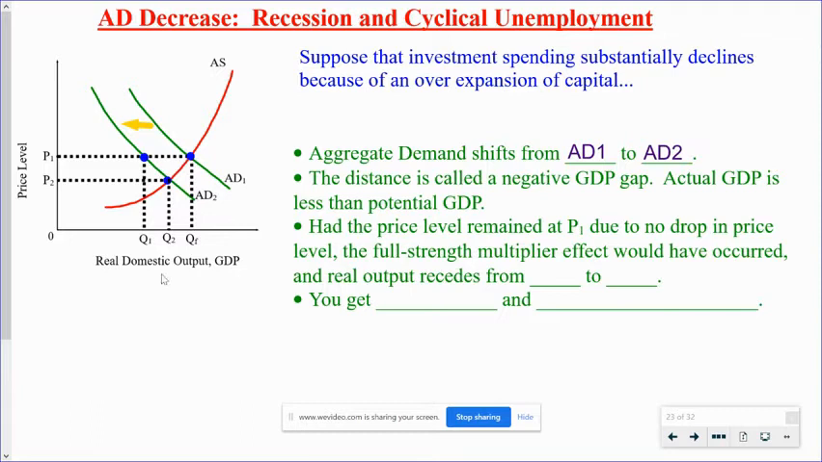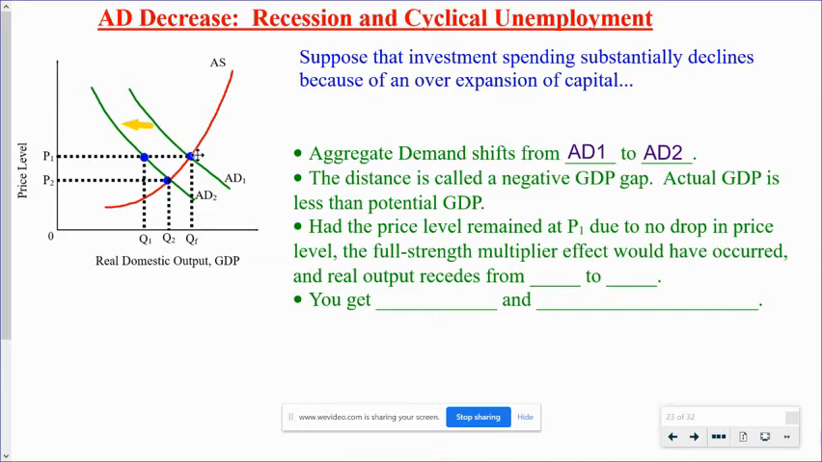Now, as I look to my graph, where we were before, AD1 and the aggregate supply curve was at full employment. Since I am now operating at output below full employment output, that is going to be a negative GDP gap. Once again, think about the production possibilities curve. Actual GDP is less than the potential GDP. And now let's take a look at the price level. Before, the price level is at P sub 1.